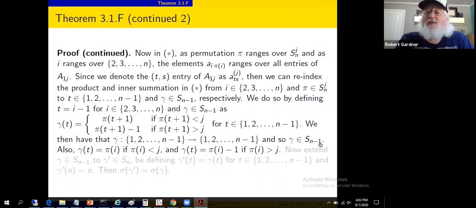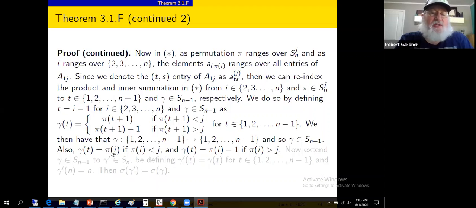That means gamma is in S sub n minus 1. So it's a legitimate permutation in a symmetry group of the right size to use in talking about the determinant of an n minus 1 by n minus 1 matrix. Additional little observations, we'll use this down the road. We got I equals T plus 1. I solve for I in this little equation. So this is really gamma of T in terms of pi of I.